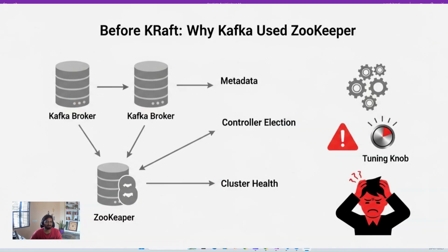How did Kafka work before KRaft? Kafka depended on ZooKeeper for storing broker metadata, electing a controller node, and maintaining cluster health. Kafka talked to ZooKeeper for every change, for example topic creation, partition creation, or leadership failovers. However, ZooKeeper was hard to manage, required tuning, didn't scale well for large clusters, and was a single point of complexity. That's where KRaft comes in.